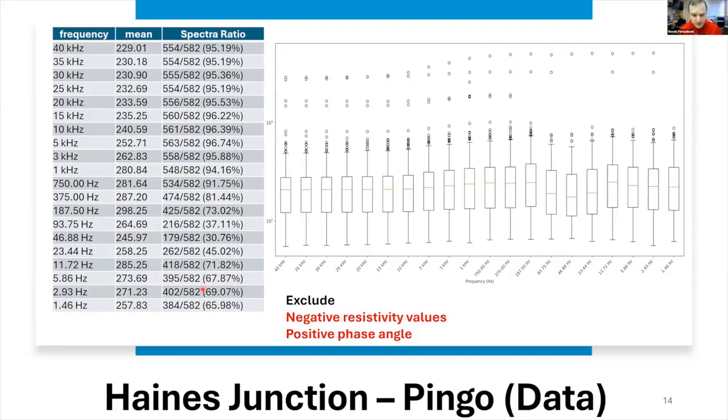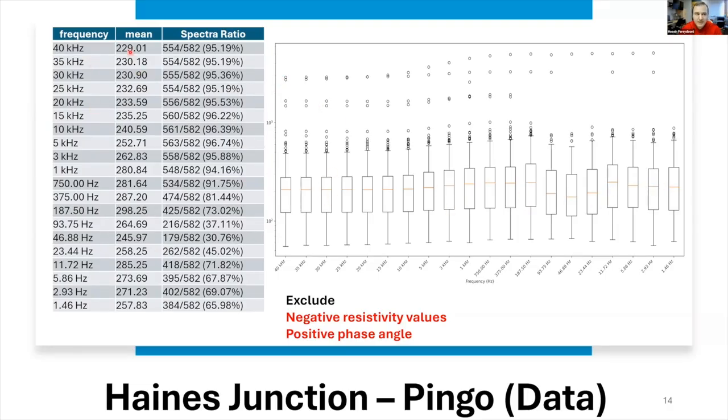Before that, we did some pre-processing on the field data. We excluded the negative resistivity values and the positive phase angles because it doesn't make sense to have negative resistivity and positive phase angle. You can see here the spectral ratio: at 1 hertz, we retain 65% of the data, and for 40 kilohertz, we have 95% of the data after excluding those criteria. I need to mention that there are some outliers here. I didn't extract the outliers for this presentation, for some reason. And you can see the result for different frequencies.